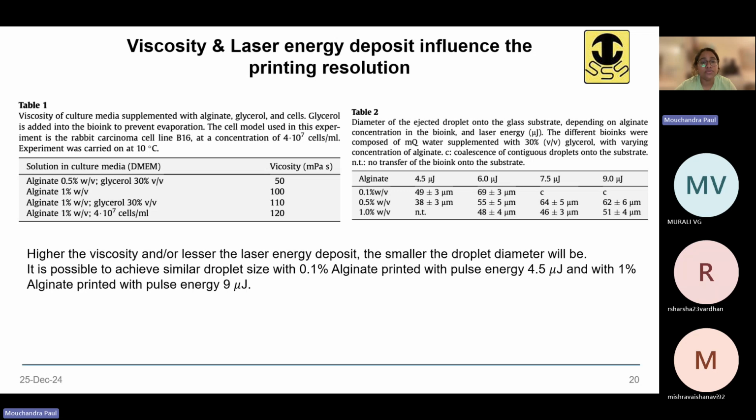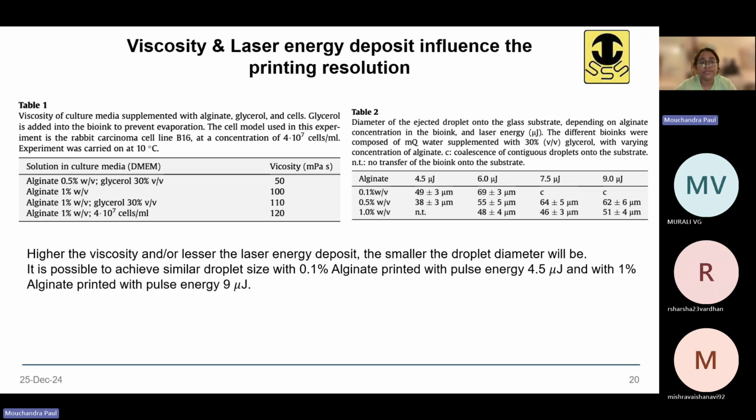In 1, 2, 3, so you guys can see the slide, right? I'm at slide number 20. Is it visible? Yes, ma'am, it is. Yeah, okay.